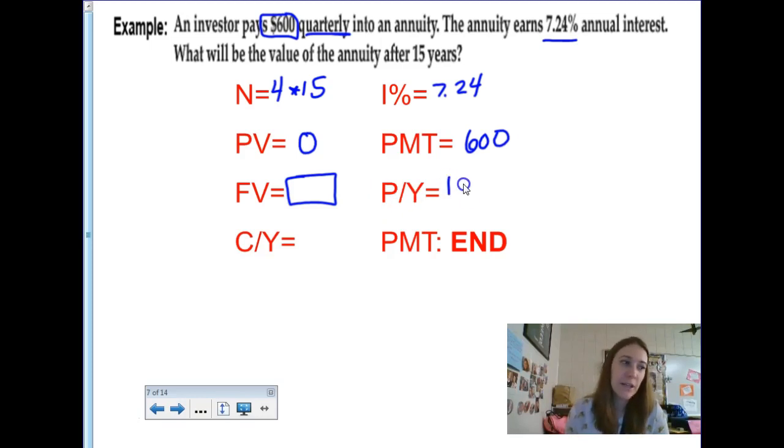Payments per year, excuse me, on that one. It's not 12 this time. I kind of lied to you on the last one. Because I'm compounding quarterly, we're going to be doing 4 payments per year, 4 compoundings per year. And then we are going to go to our calculator now so I can show you how this looks.